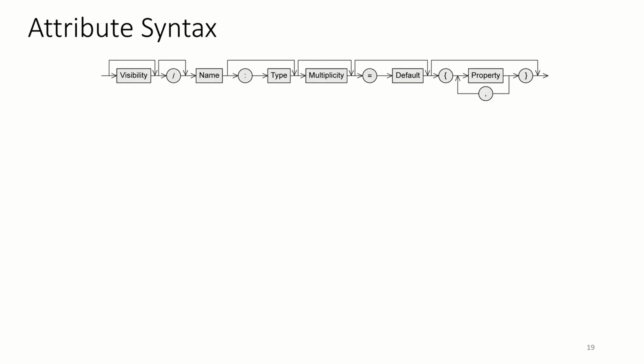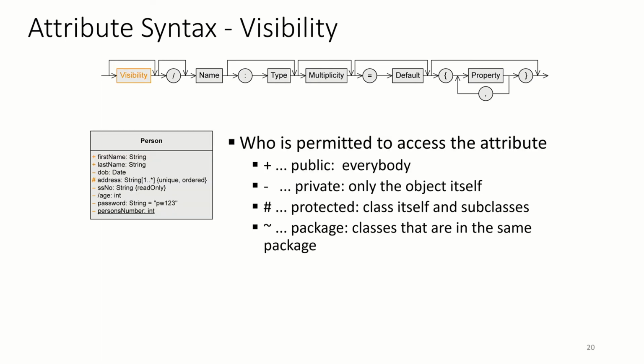Okay, so once we know there's some different syntax, we have to understand and know how to use them. So first is visibility. Visibility is basically the access modifier, which we learned in CS 160. Based on different access modifiers, we can define who can access your class.